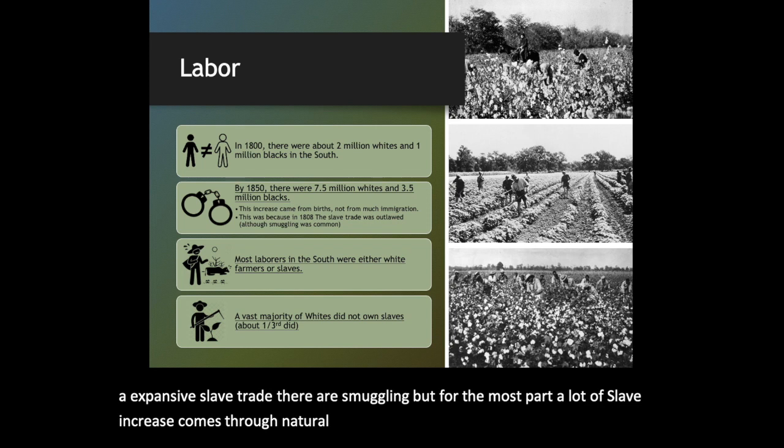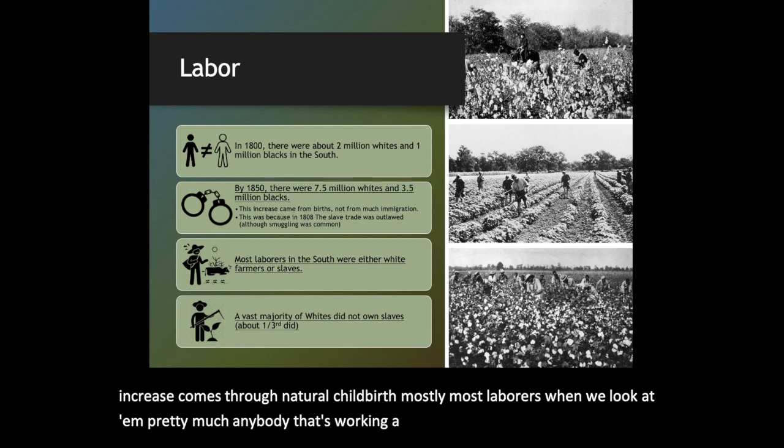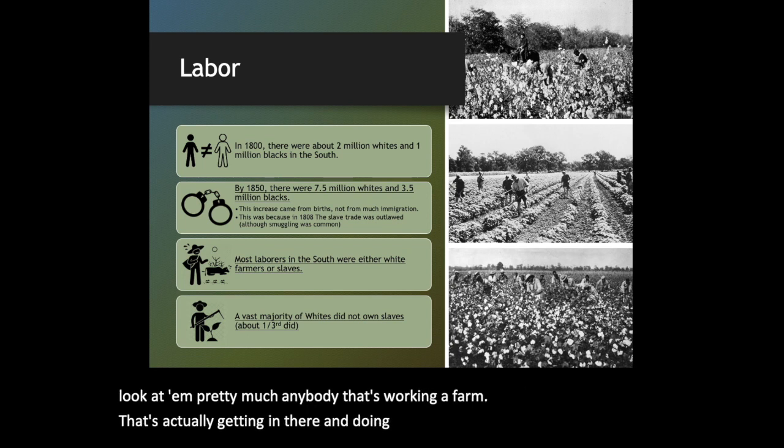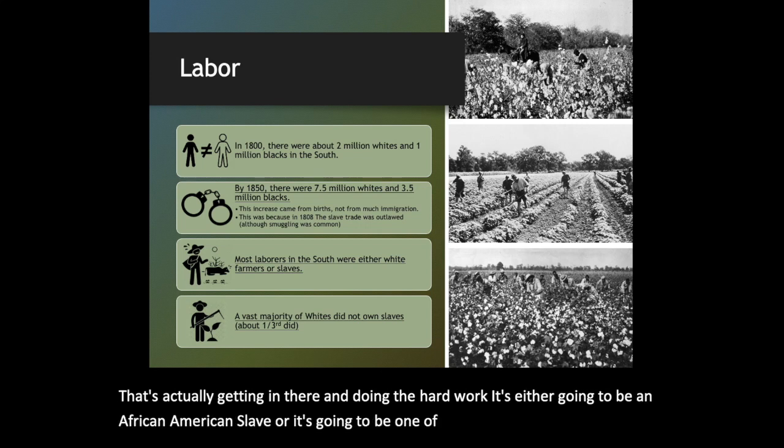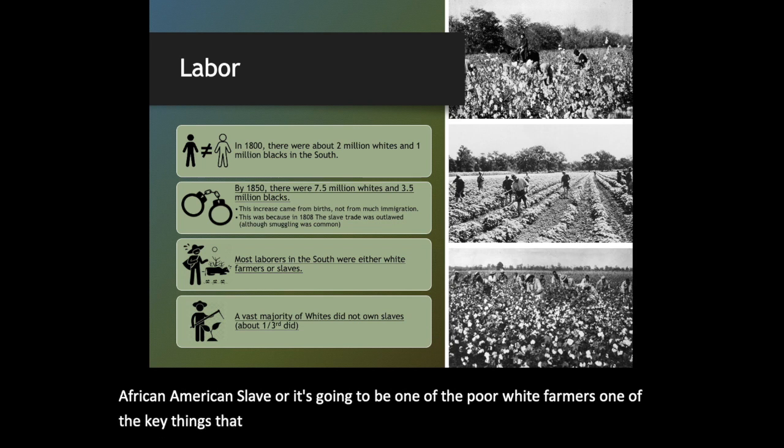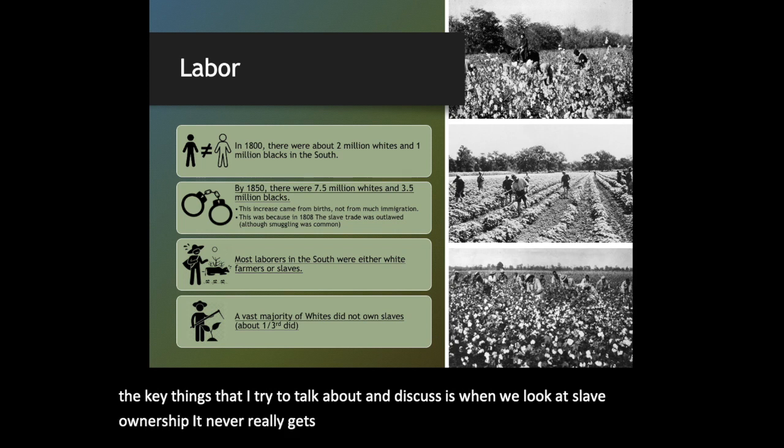Most laborers, pretty much anybody that's working a farm, actually getting in there and doing the hard work, is either going to be an African-American slave or one of the poor white farmers. One of the key things that I try to talk about is that slave ownership never really gets above about a third of all the white population in the South.